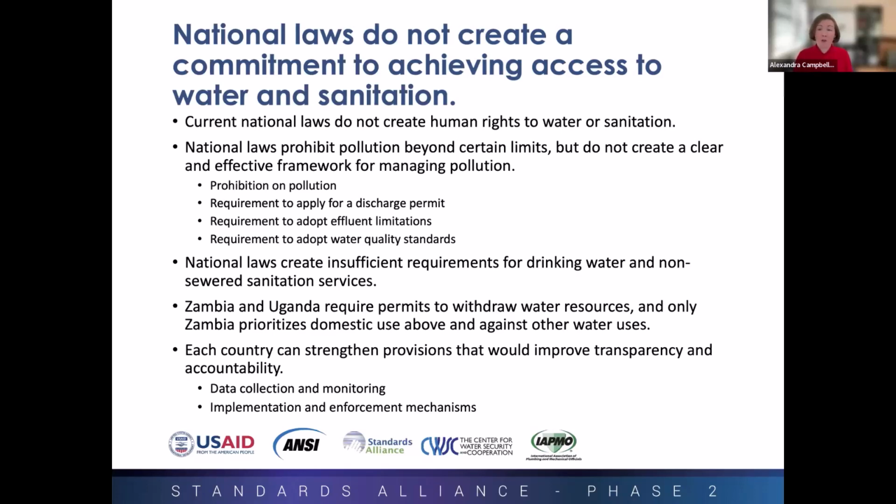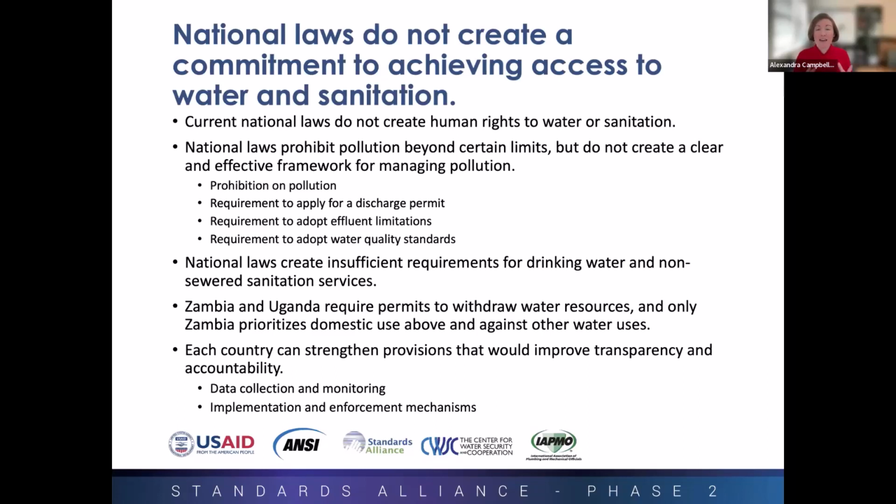The second thing we would look for is a prohibition on pollution beyond certain limitations. And we did find that. So national laws do say, hey, you cannot pollute, especially beyond these certain limitations. And those limitations have to be adopted in each of the 3 countries by a ministry that's been designated as responsible for establishing those effluent limitations.